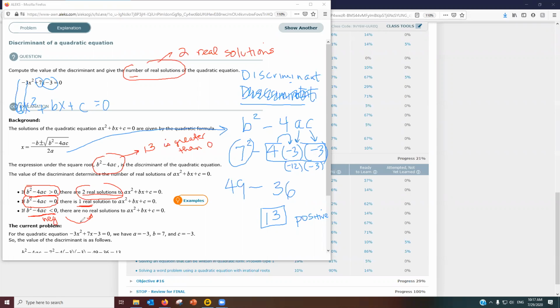Okay, so for this problem, all you have to do is work out the quantity b squared minus 4ac, and then come to this little summary here and decide whether your answer was greater than 0, equal to 0, or less than 0. That'll tell you the conclusion to use for this example.